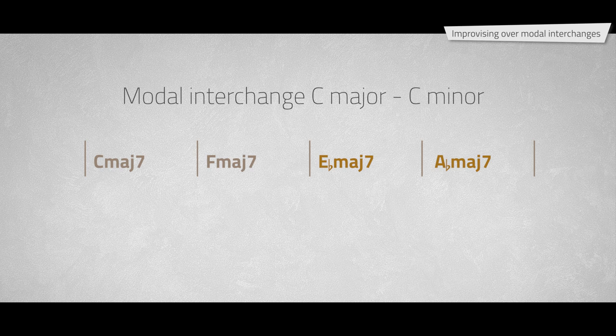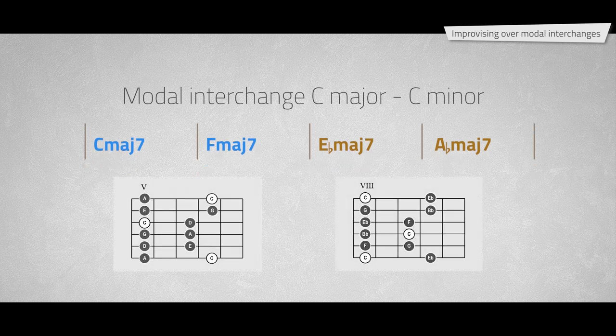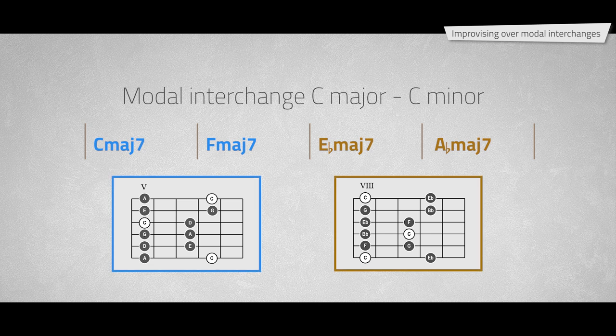So when the E flat major 7 and A flat major 7 chords show their faces, we can play the C minor scale or the C minor pentatonic scale. Over the C major chord and the F major chord, we'll play a C major scale or a C major pentatonic scale. If we stick to the pentatonic scale, we can reduce the complexity to an absolute minimum. You need just one scale pattern, to follow the modal interchange from C major in the fifth position to C minor in the eighth position to improvise over this modal interchange progression.